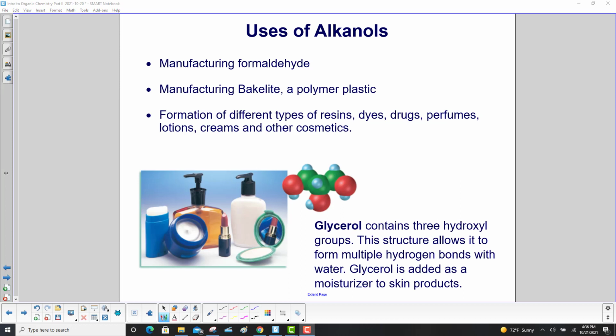Uses of alkanols. Manufacturing formaldehyde, which is a preservative for laboratory specimens. Manufacturing Bakelite, a polymer plastic, and we'll have a whole unit on polymers coming up. Formation of different types of resins, dyes, drugs, perfumes, lotions, creams, and other cosmetics. Specifically, glycerol contains 3 hydroxyl groups, 1, 2, 3, O and an H. This structure allows it to form multiple hydrogen bonds with water. Glycerol is added as a moisturizer to skin products.